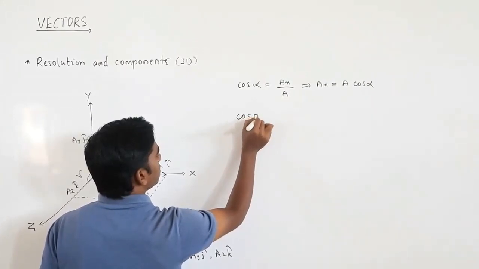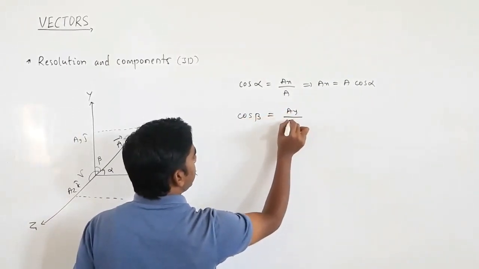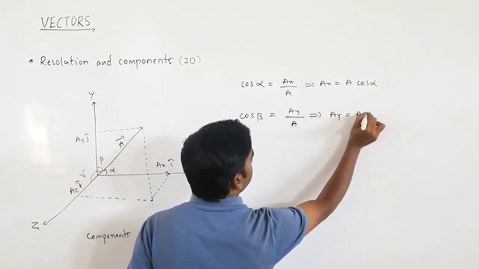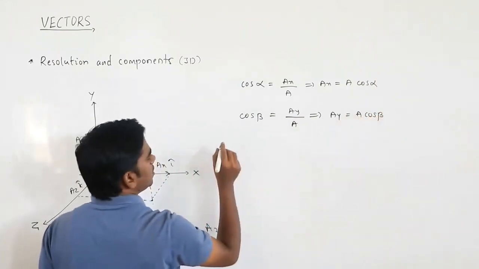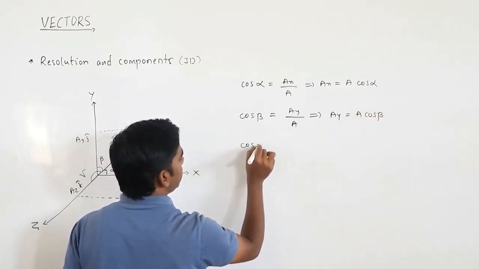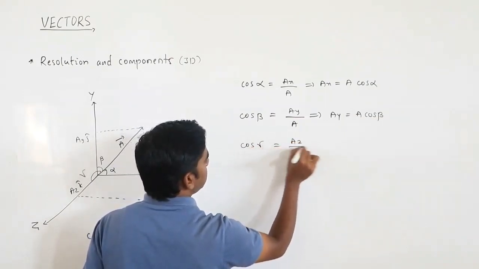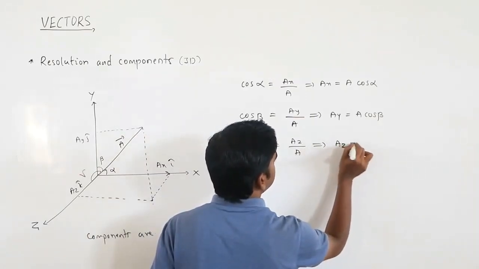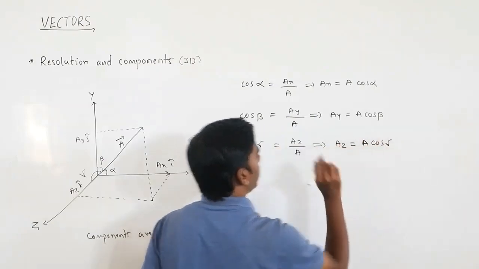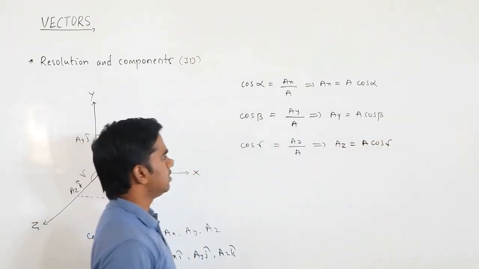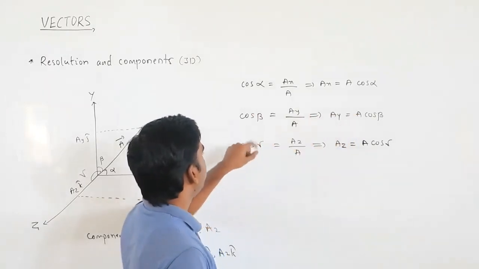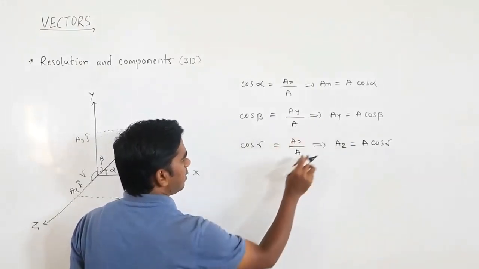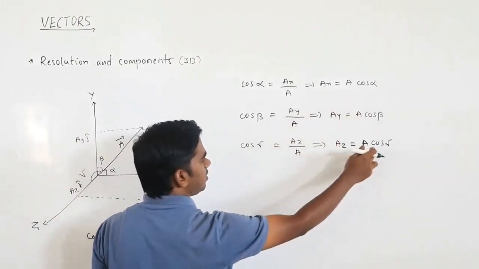Similarly, cos beta is equal to ay divided by a. Remember here sine will not come. So ay is equal to a cos beta. So here different angles will come. There only one angle was there, that is theta. Az divided by a is equal to, so az is equal to a cos gamma. So these are the components ax, ay, az. So ax, ay, az you can find as a cos alpha, a cos beta, and a cos gamma.